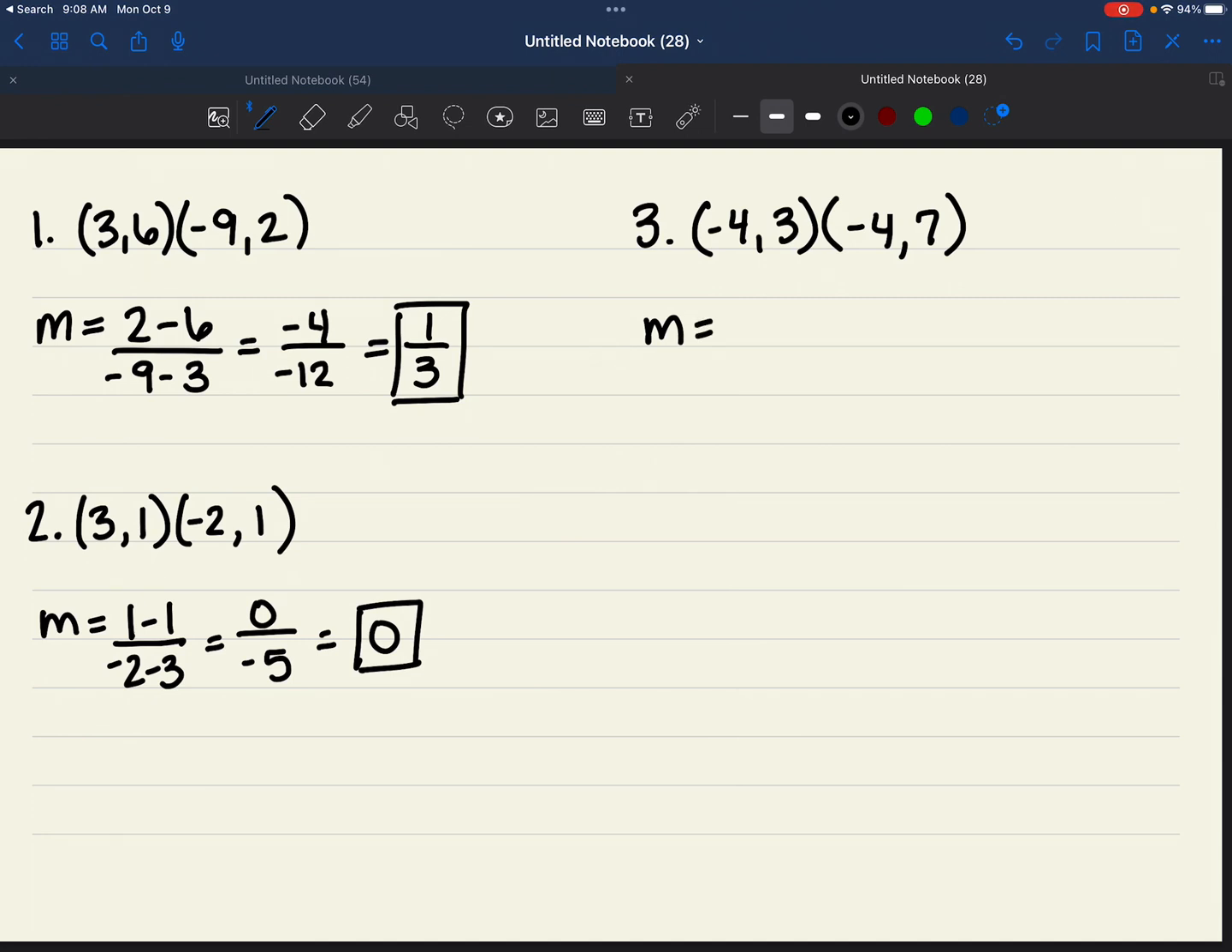Anybody want to take this one? 7 minus 3 over what, Jordy? -4 minus -4. Good. Make sure sometimes when the number we're subtracting is a negative, we forget to put the double negative there. You can't forget to do that. Okay. What's 7 minus 3?